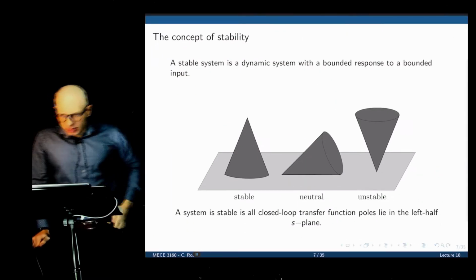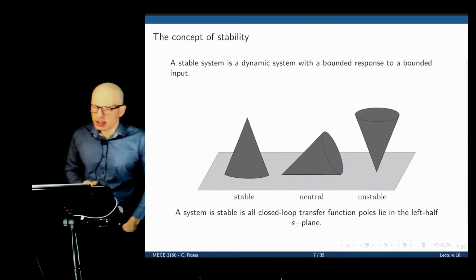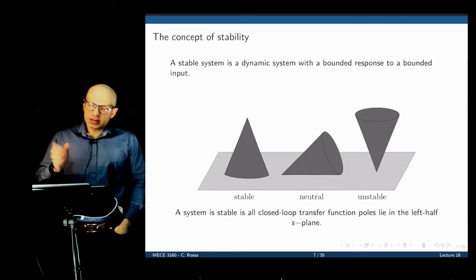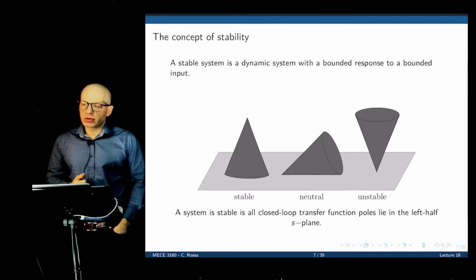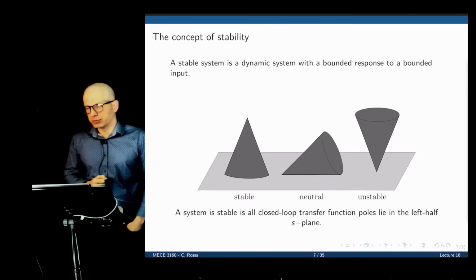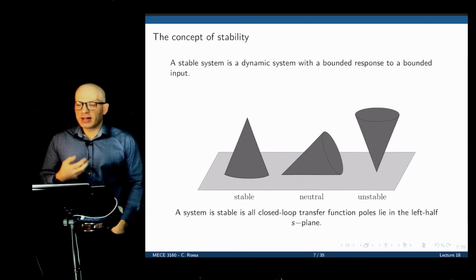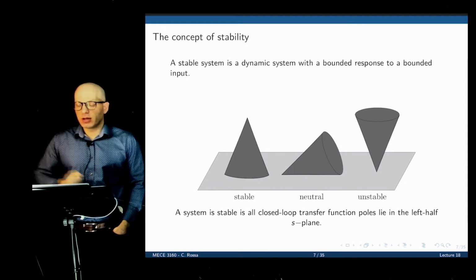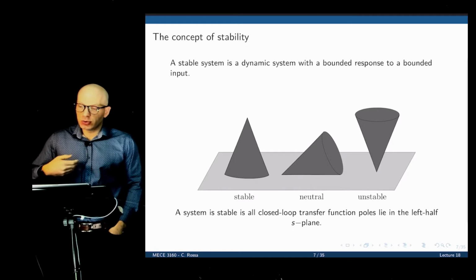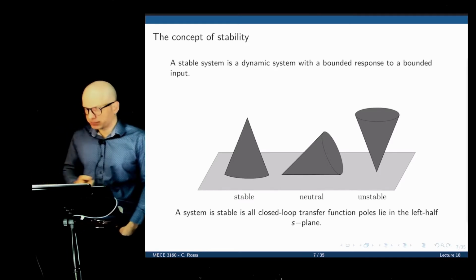So we can define the concept of stability generally in three different cases. The first one is a stable system. We have this cone here, and if you apply a small displacement to this cone, it will move and then eventually come back to its original position. It reaches an original position again, and it settles there when you give a certain input. So the system is said to be stable. When subjected to a bounded input, it displays a bounded behavior.